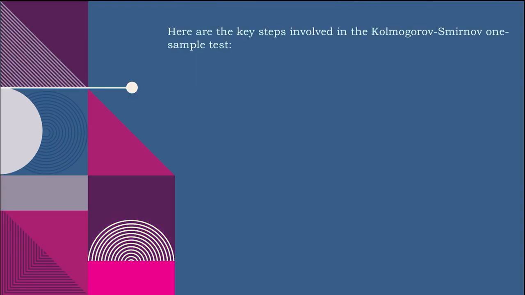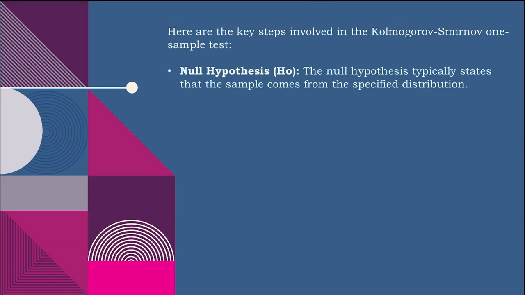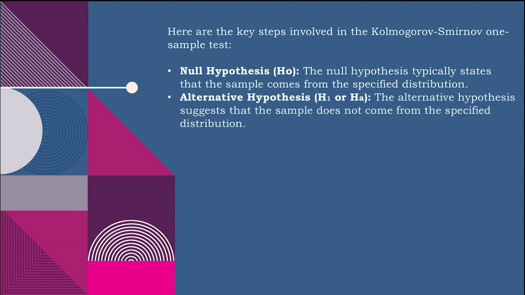Here are the key steps involved in the KS one-sample test. First is the null hypothesis. The null hypothesis typically states that the sample comes from the specified distribution. Next we have the alternative hypothesis. The alternative hypothesis suggests that the sample does not come from the specified distribution.